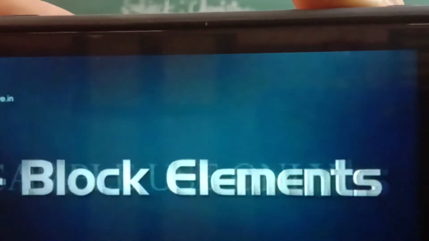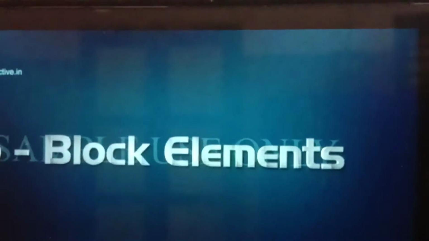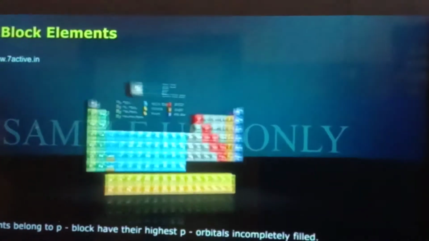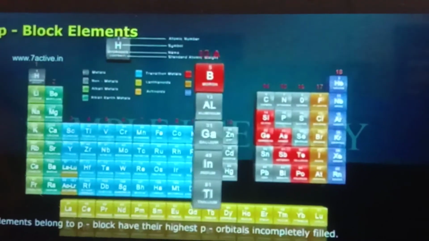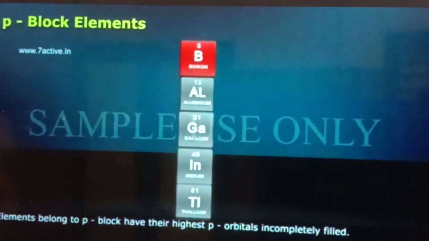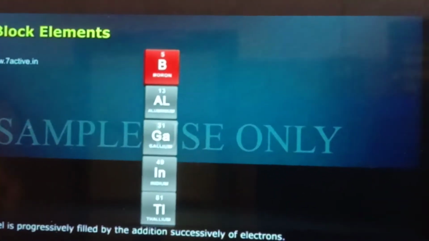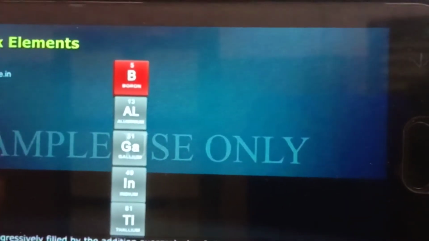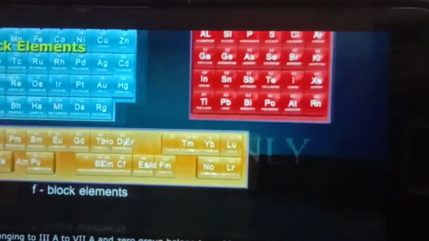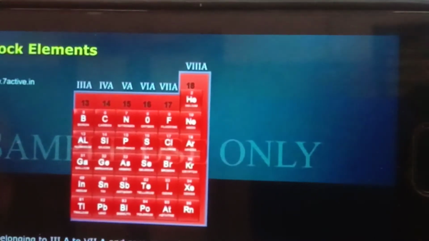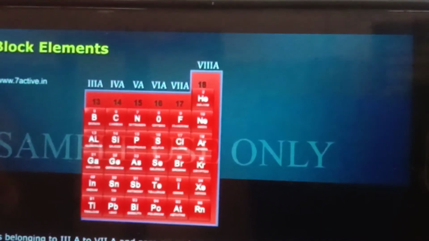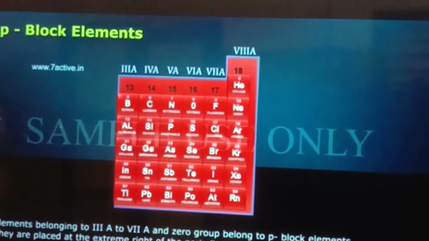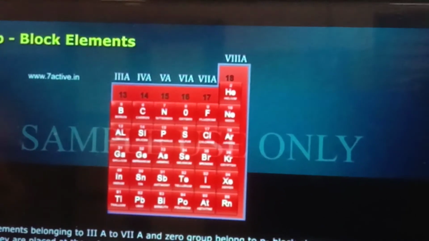In this P block elements lesson we start with a little bit of revision. In our periodic table, the first group is boron, the 13th group of the P block elements. We have aluminium, gallium, indium and thallium. On the right hand side of the periodic table, the 13th to 18th groups are the P block elements we have to learn about in this lesson.